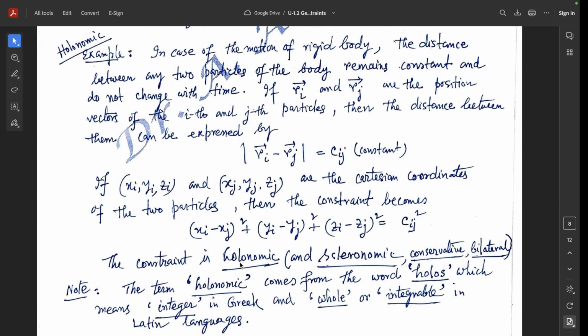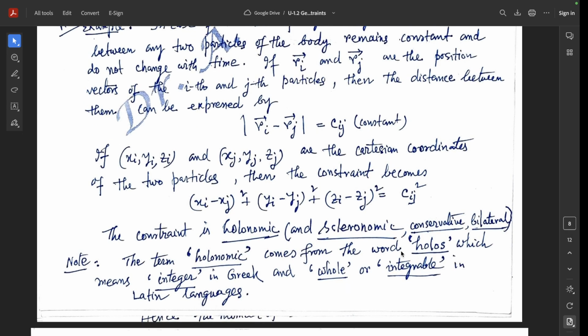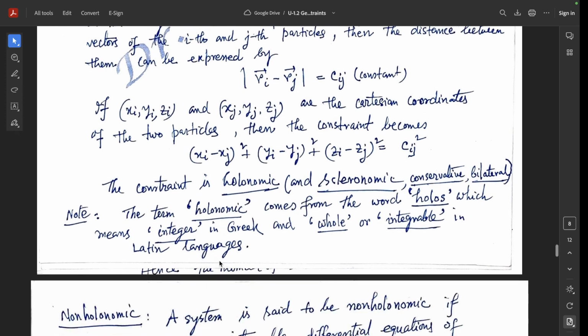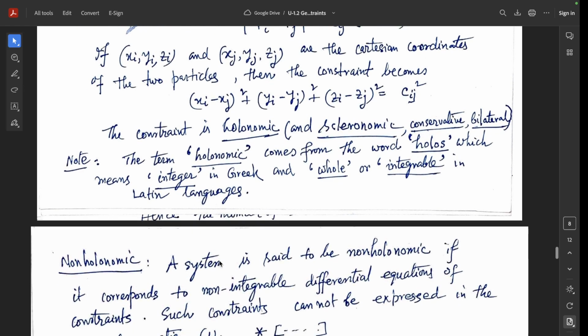The constraint is holonomic, scleronomic, conservative and bilateral here. And note this term holonomic comes from the word holos, which means whole or integer in Greek, and integrable in Latin. This is the origin of the term holonomic.